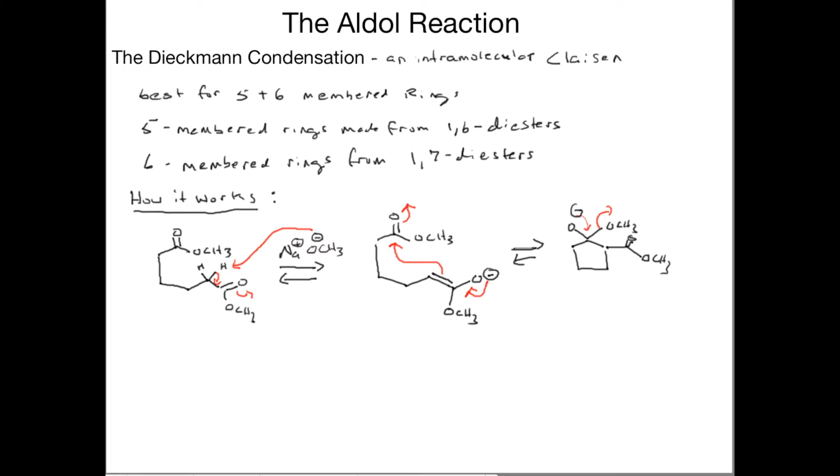This is my 5-membered ring product, and this was from a 1,6 diester. So when you see a diester and you're treating it with base, that's what you should think.